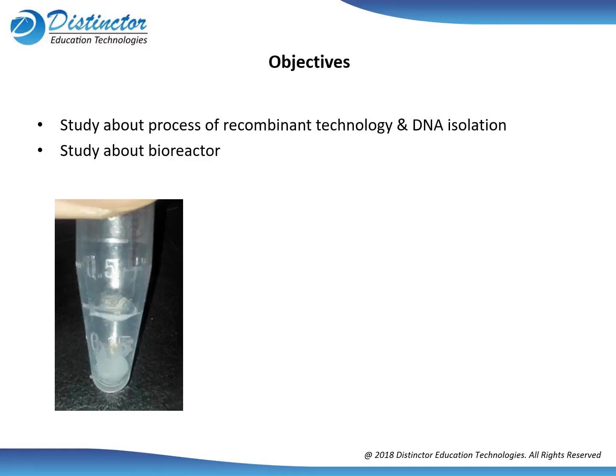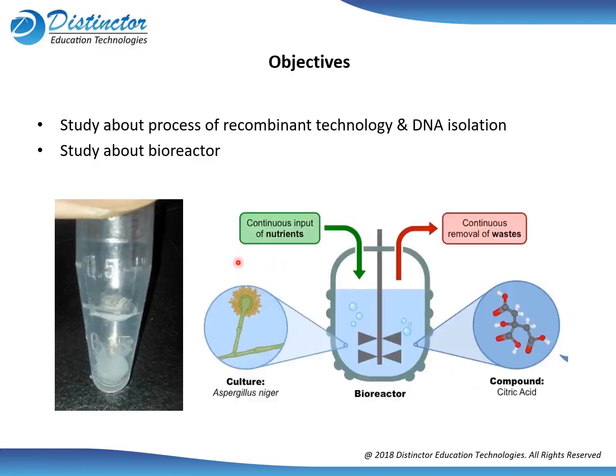So now we move on to the objectives. In the objectives, we are going to study the process of recombinant DNA technology and the DNA isolation process, and then we are going to study what a bioreactor is. So what is a bioreactor? What is the use of a bioreactor in recombinant DNA technology? So this is a bioreactor structure. There will be an input and then an output or a waste. We will be studying it later.